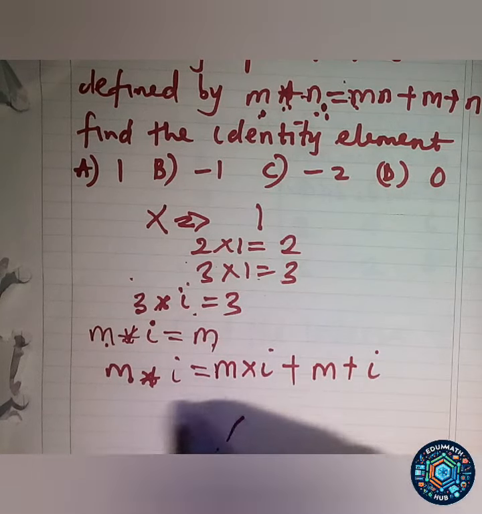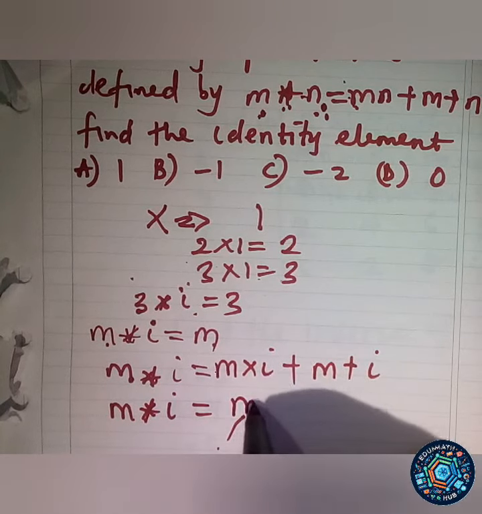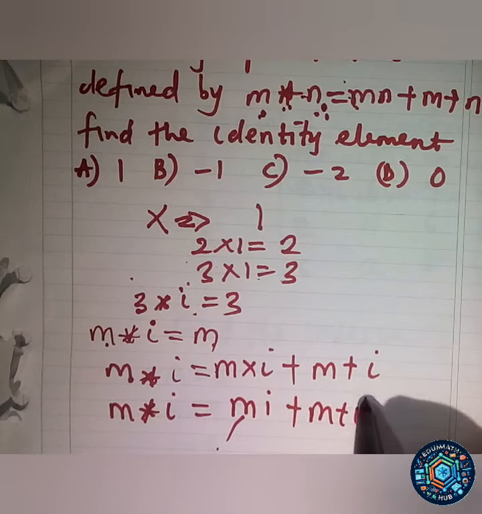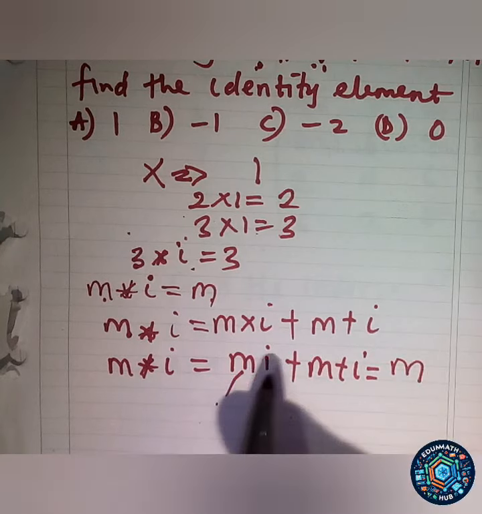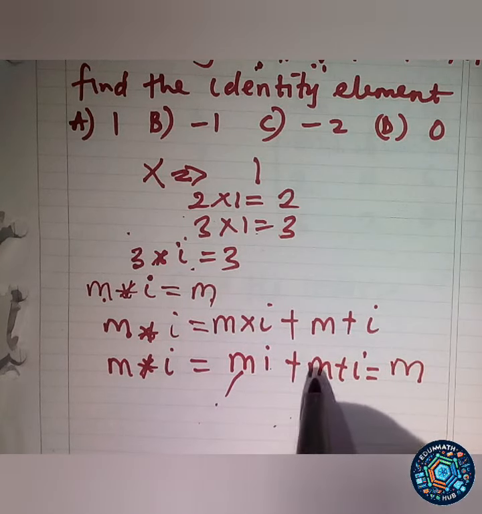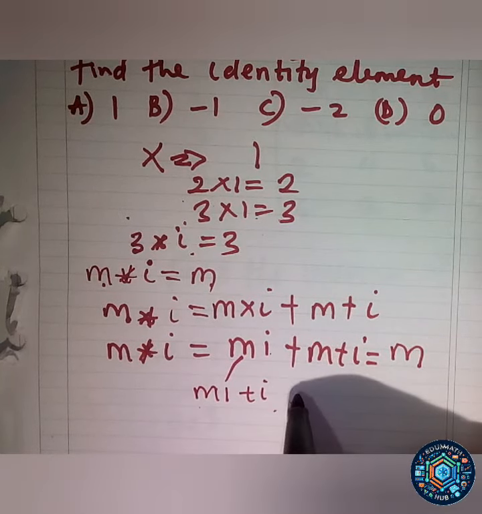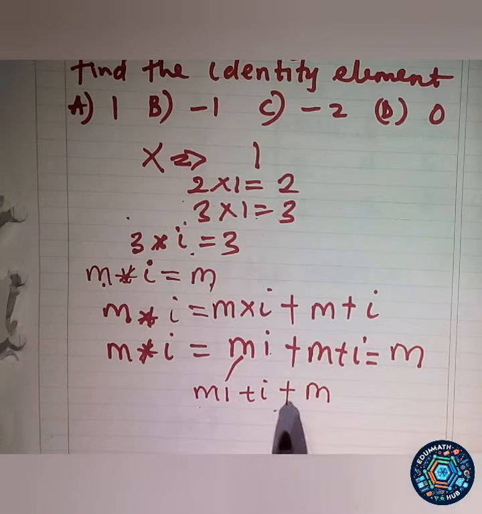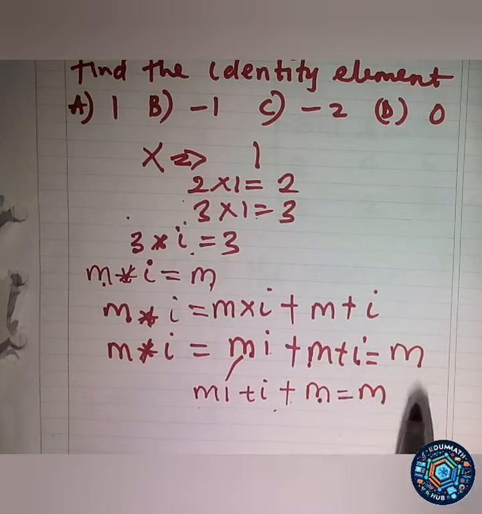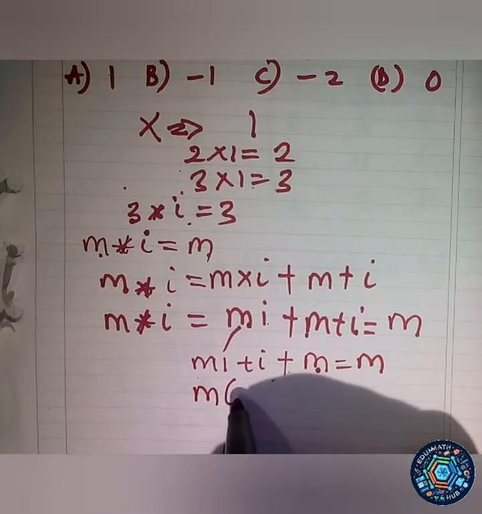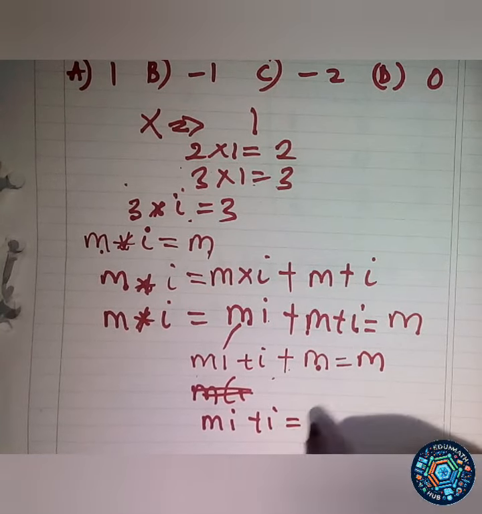So just evaluate the expression. m operator I is equal to mI plus m plus I. But this answer should be equal to m. So put m here. You can see here you have mI plus m plus I. Let's put all the I together: mI plus I plus m is equal to m. Take this m to this side. m minus m will give you 0. So we have mI plus I is equal to 0.